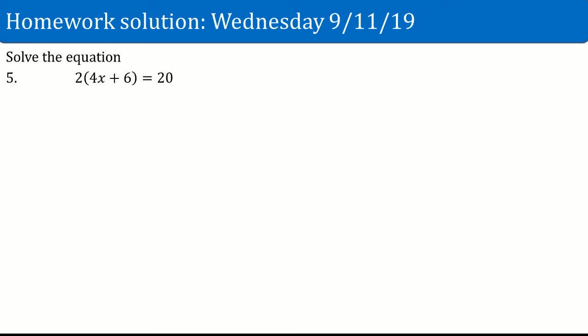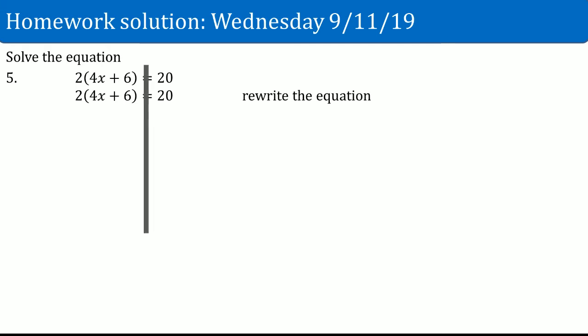Number 5, 2 parentheses 4x plus 6, close the parentheses, is equal to 20. So we have to deal with the parentheses, but first we always rewrite down our equation and draw a line straight down to separate the left from the right. What do we do to get rid of the parentheses? We have to distribute by the term that is in front of the parentheses. In this case, it is the 2.